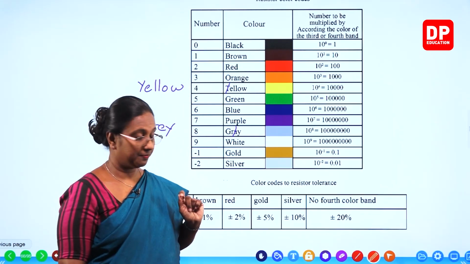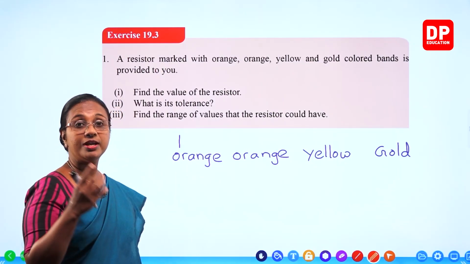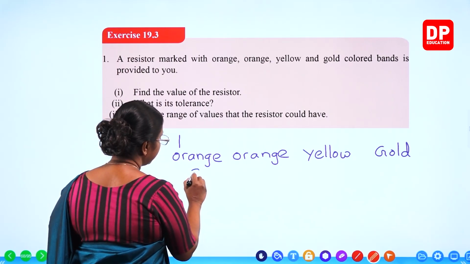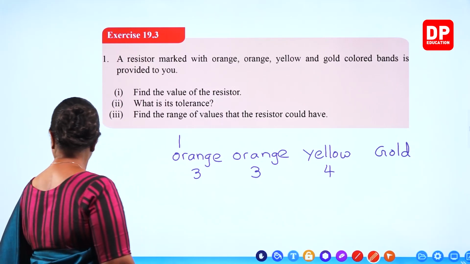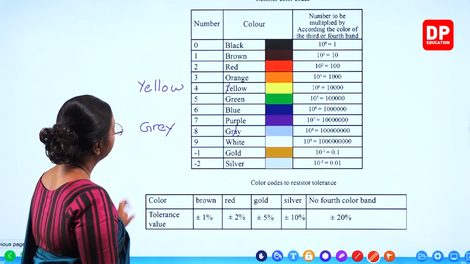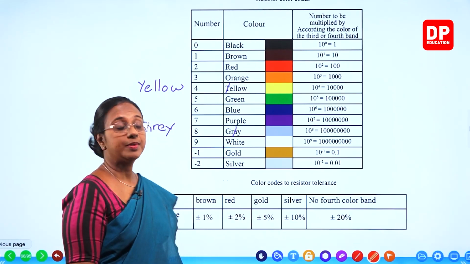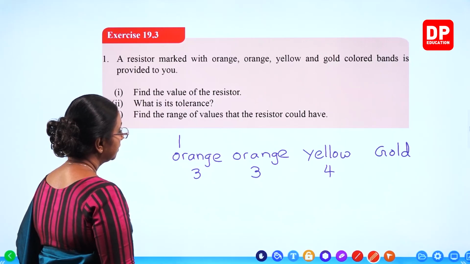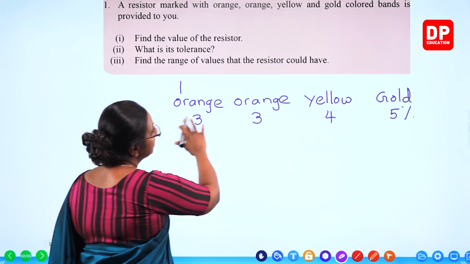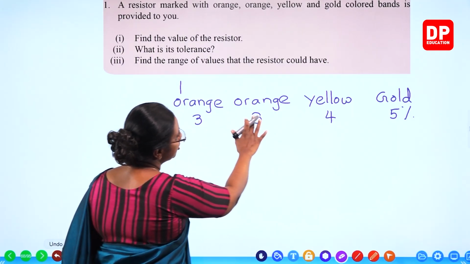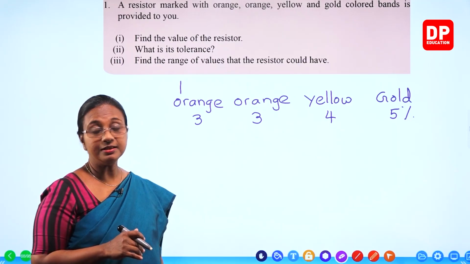Orange is 3. If we go to the question, orange, yellow. Yellow is 4. Orange is 3, 3, 4. Then for gold, we need to find the value for gold. Here you can see yellow is 4 and gold is 5%. So gold is 5%. So these are the color codes, students: orange, yellow and gold. So using that, we can calculate the resistor.